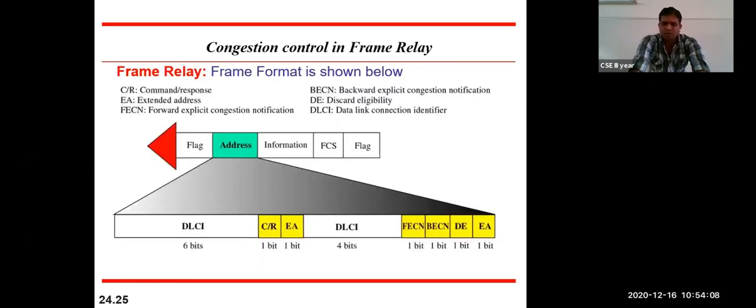The yellow boxes, the last 4 yellow boxes: FECN, BECN, then DE, discard eligibility, then EA, extended address. All the full forms I have written on the top there. C/R means command or response. EA means extended address. BECN means backward explicit congestion notification. FECN means forward explicit congestion notification. DE means discard eligibility. DLCI means data link connection identifier. So the 2 most important fields for congestion control in frame relay are the single-bit fields FECN and BECN, forward explicit and backward explicit congestion notification.